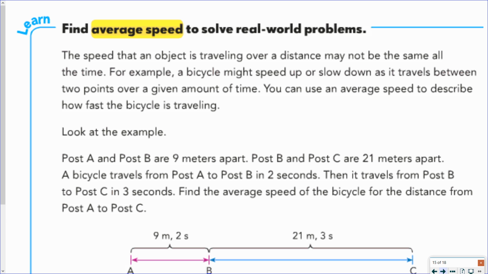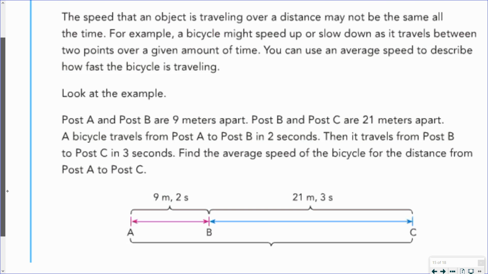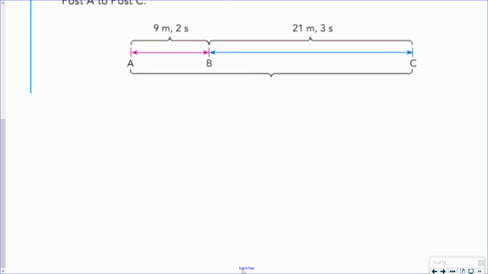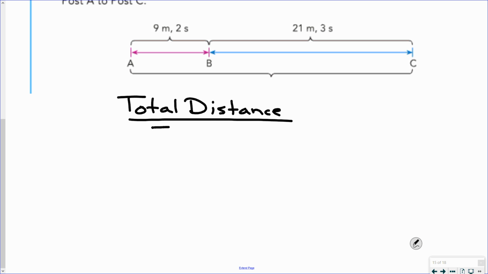So I'm going to scroll down here so we can see this example. Posts A and B are 9 meters apart. Posts B and C are 21 meters apart. It takes 2 seconds to go from A to B, 3 seconds to go from B to C. So I'll extend this page here so we can see that a little bit better. When calculating average speed, we take total distance and we divide it by total time.